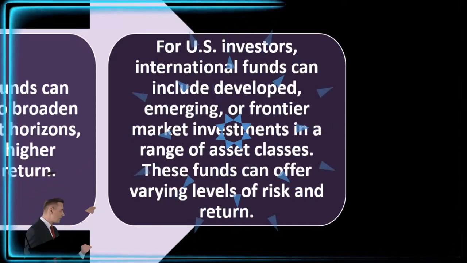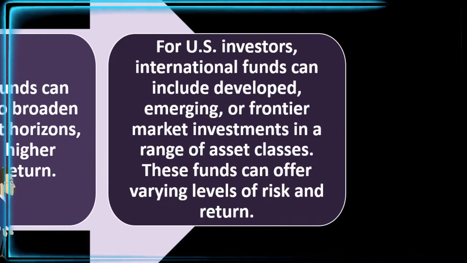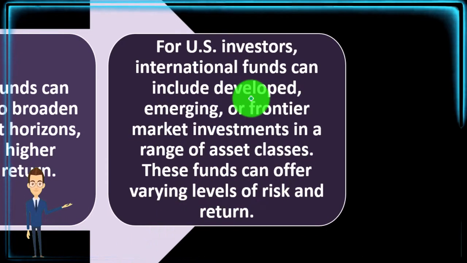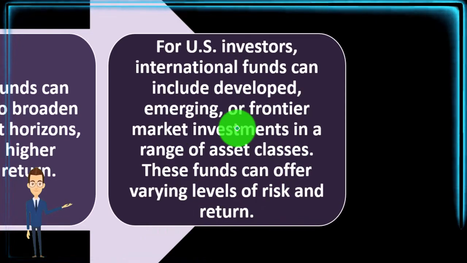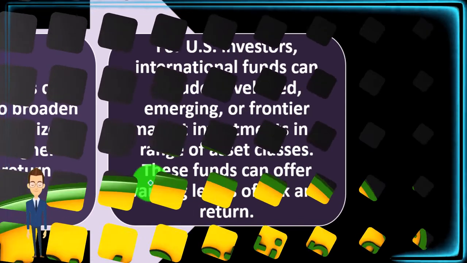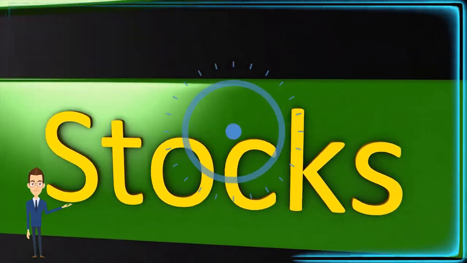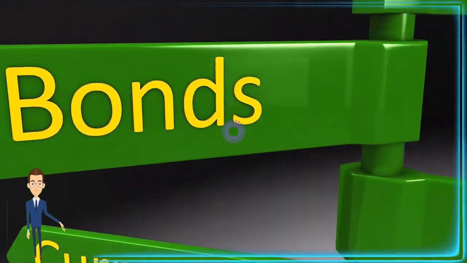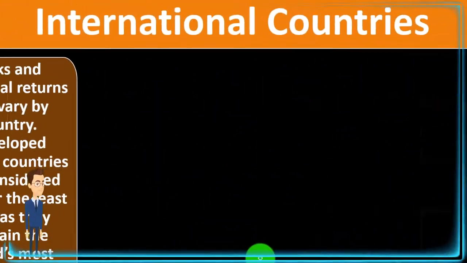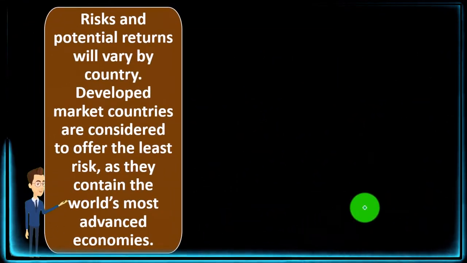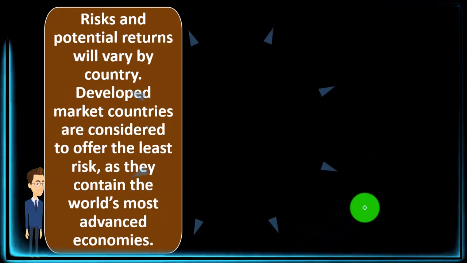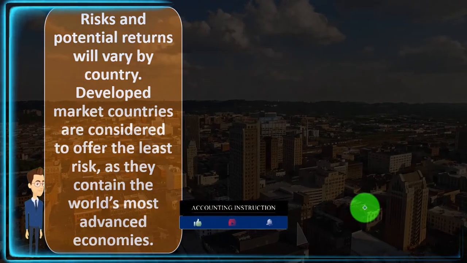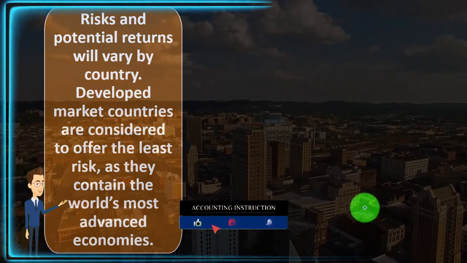So one way we can think about international funds outside of our home country is by looking at developed, emerging, or frontier market investments. This is one way that we can have the classifications grouped for the different categories of our investment strategies. Risks and potential returns will vary by country. Developed market countries are considered to offer the least risk as they contain the world's most advanced economies.